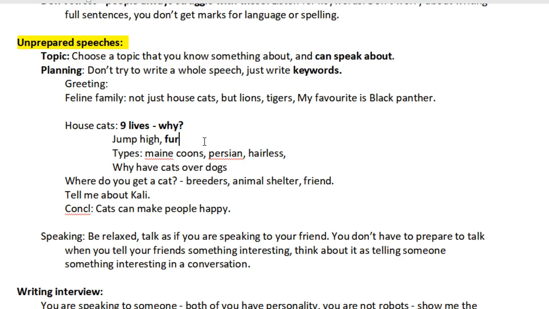There are many different types of house cats. We get Maine Coon cats. That's the biggest cat breed. Persian cats are beige with black ears. And then, of course, you get hairless cats, which would be a great idea if you don't want all your clothes to be full of cat hair.